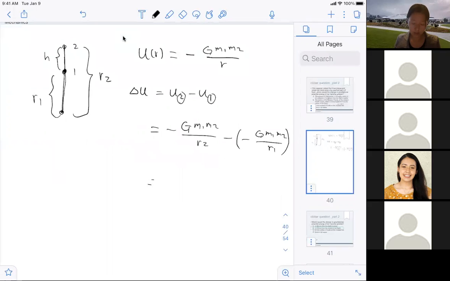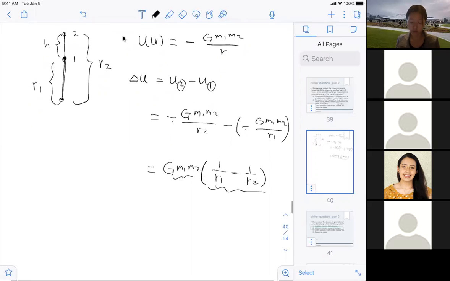So that becomes G m1 m2 times 1 over r1 minus 1 over r2. This becomes a positive sign, and r2 has a negative sign. So I factor out G m1 m2, and what's in the parentheses is 1 over r1 minus 1 over r2.